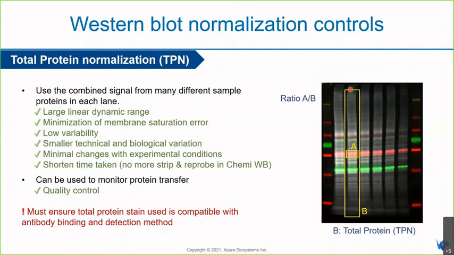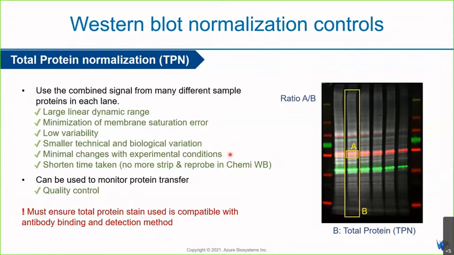This method also has smaller biological variation since the entire protein population of the samples is less susceptible to change than a single housekeeping protein, thus giving you low variability, smaller technical and biological variation, and it has been shown that total protein has minimal changes according to your experimental condition.